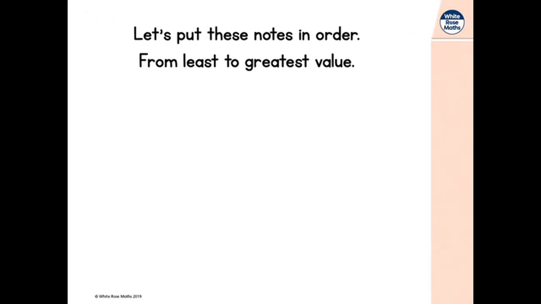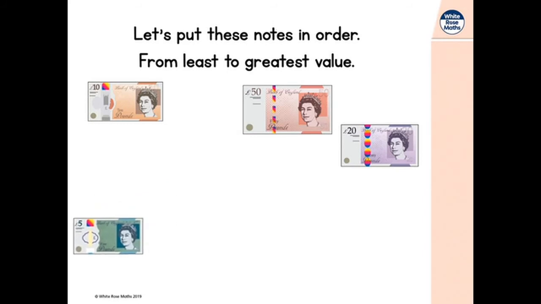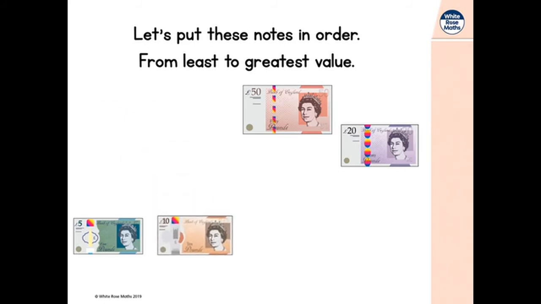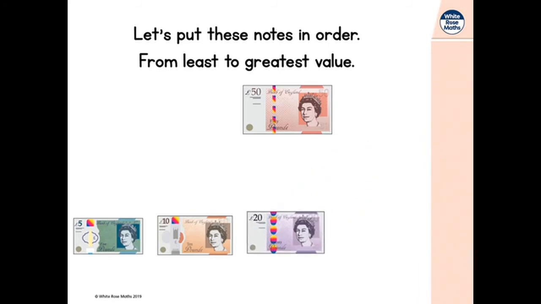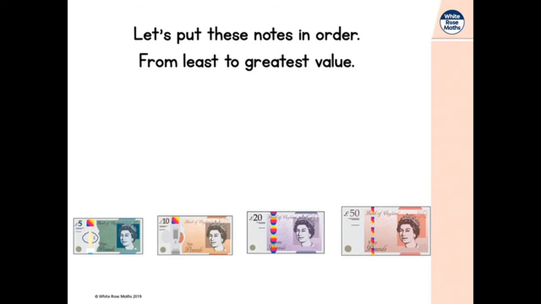Okay, speaking of putting things in order, let's put these notes in order, from least to greatest value. So we're not talking about size, we're talking about value. Which one has the least value, the smallest number? Yes, a £5 note would come first. Next, we'd put the £10 note, followed by the £20 note, and finally a £50 note.